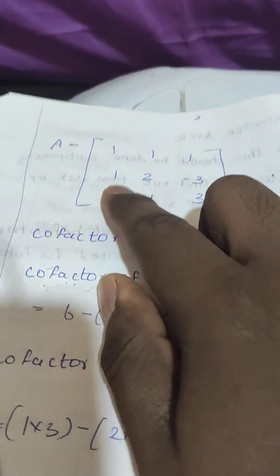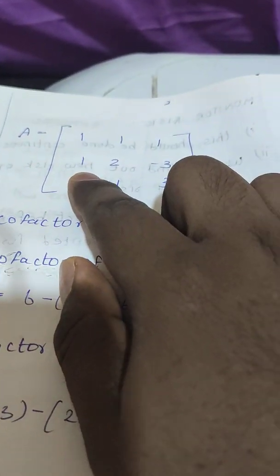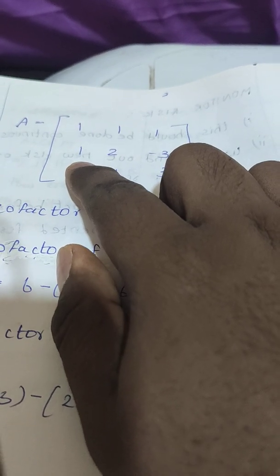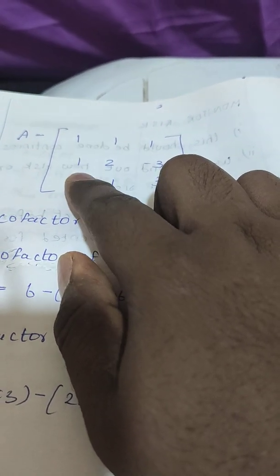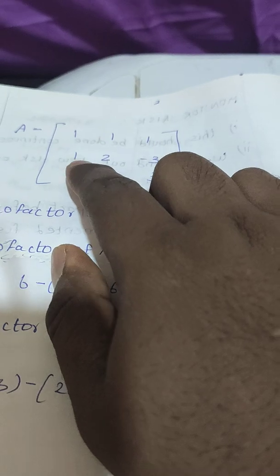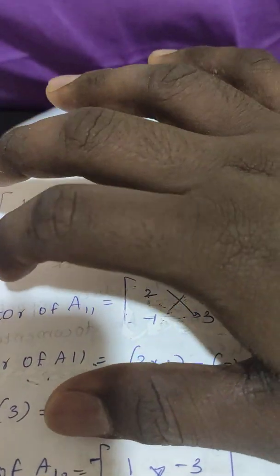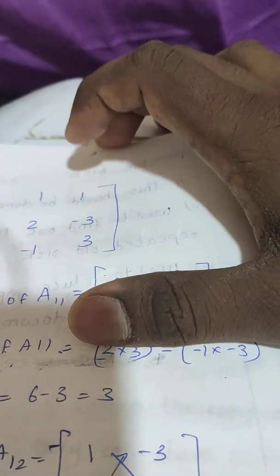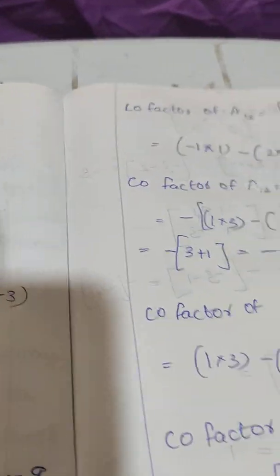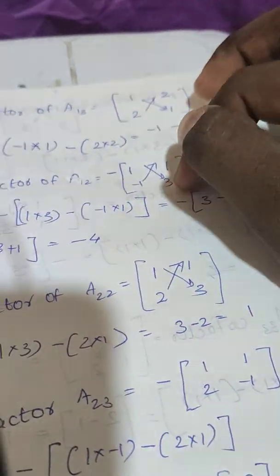Alright, so here we are going to find the next element, the cofactor of the second row, first column, 1. Here it's going to be the minus symbol once again. And here we're going to cross multiply, taking out this row and this column. We have only 1, 1, 1, minus 3.